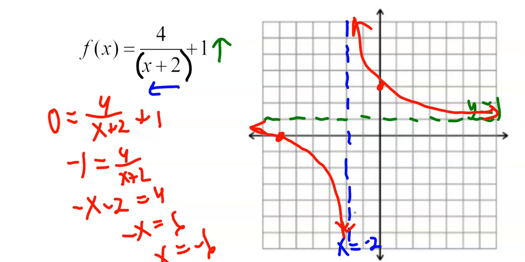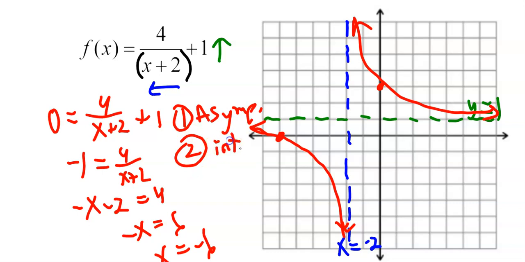That's really what you need. So first, graph the asymptotes. Second, graph the intercepts. And the third, just sketch the graph. So I just need a sketch there. Make sure when you do the asymptotes, you label them with your equation.